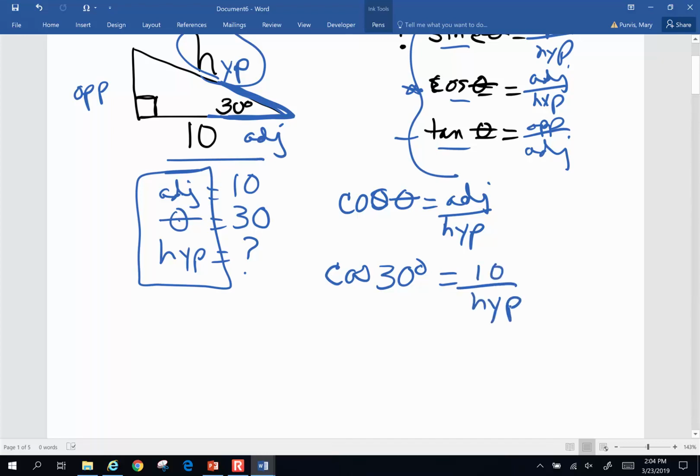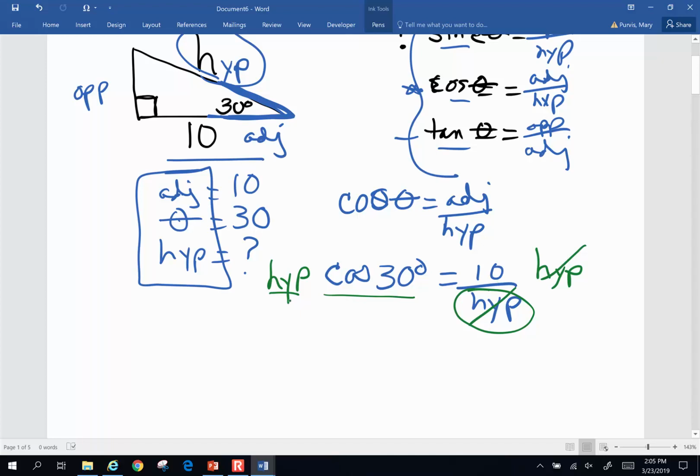Now we need to do some algebra. And the algebra is going to be, I'm solving for the hypotenuse. Well, it's down below. In order to solve for hypotenuse, I have to get it up on top. So how do I do this? If you multiply both sides of an equation by the same thing, that is going to make it simpler. So these two are going to cancel. I now have the hypotenuse times the cosine of 30 equals 10.